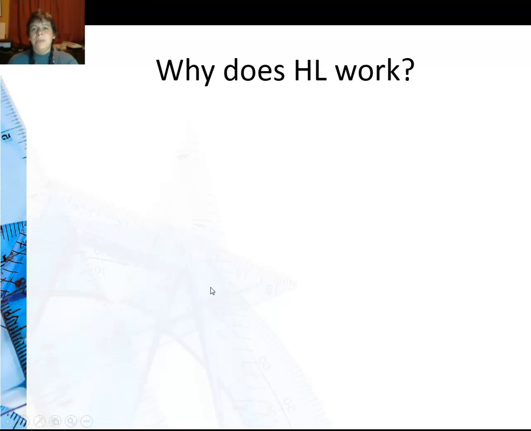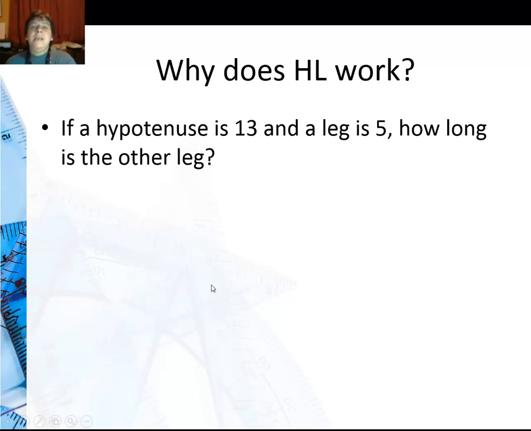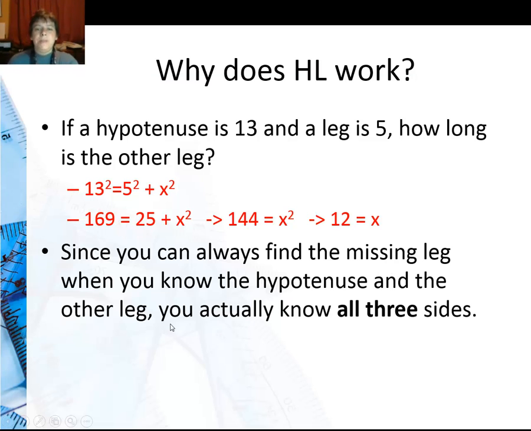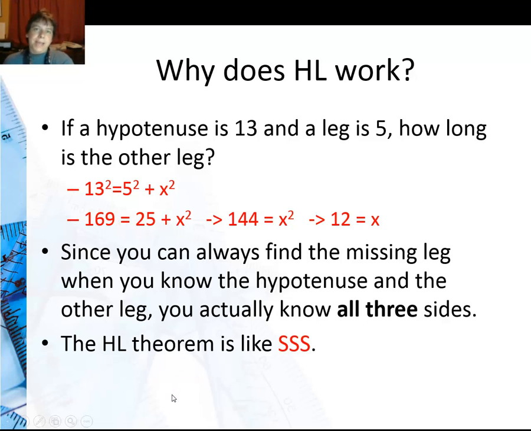Why is that? Why does it work? Well, let's say I gave you a hypotenuse of 13 and a leg of 5. Could you find the other leg? Sure. Go ahead and use Pythagorean theorem, and it'll be 12, or you might even remember it's 12 because it's a triple. Since you can always find the missing leg when you know the hypotenuse and the other leg, when you know a hypotenuse and a leg, you know all 3 sides. So the hypotenuse-leg theorem is really a lot more like side, side, side.